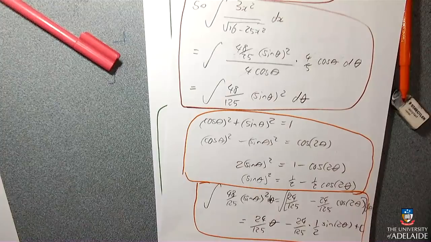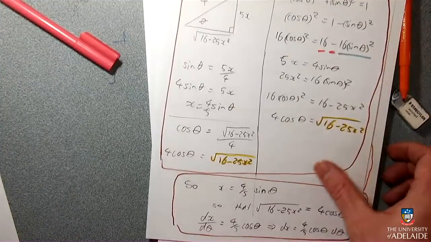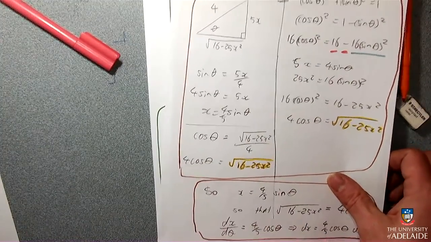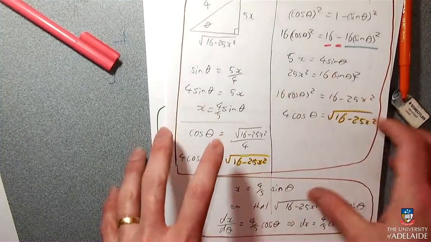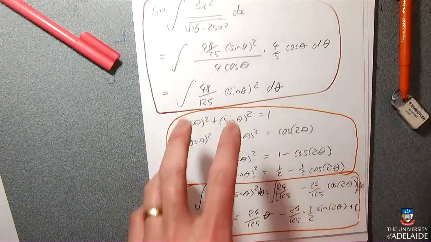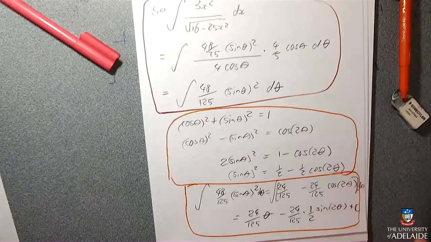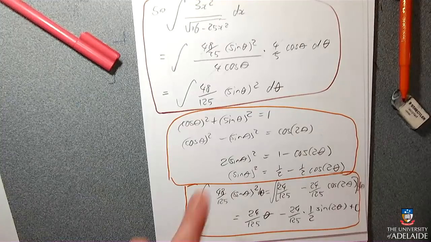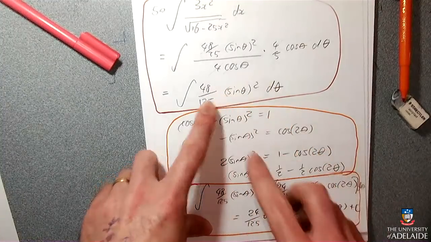I don't know. But the point is that after you've chosen what your substitution is, this bit in the middle is something that your lecturer expects you to be able to do, to use a trig identity to turn it into something else. So we've learned two things. We've learned how to do trig identities, and we've also learned how to integrate sine squared.